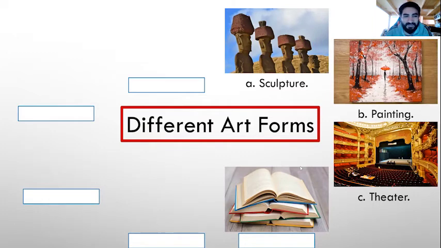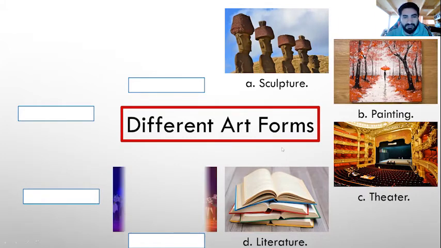Any idea? No? So, Monse, you were close. It was literature, okay? Literature. So here we can find books, mainly books related to stories, poetry, whatever you want to say.